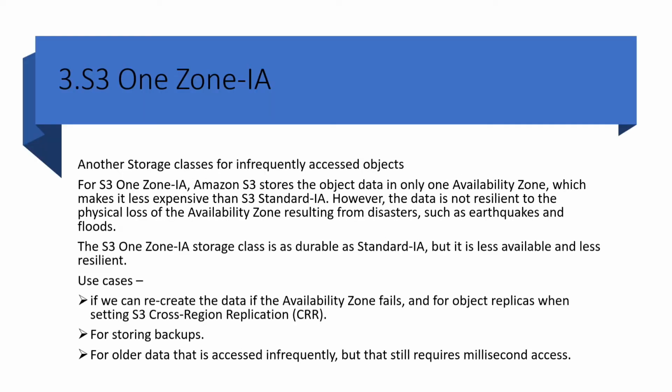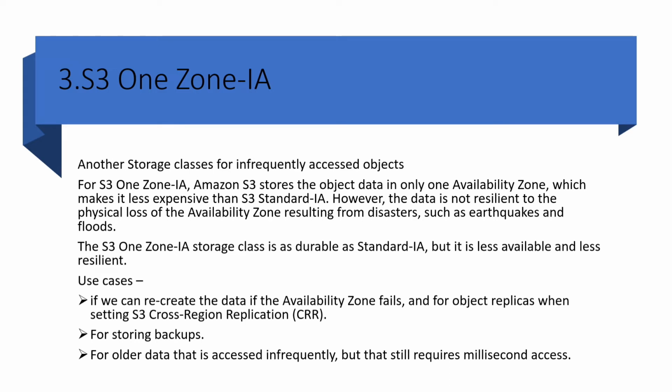Now let's see about S3 One Zone-IA. As the name suggests, one zone means this storage class will store our data in only one availability zone. It is designed for infrequently accessed data, and it is less expensive than S3 Standard, because it is storing our data in only one availability zone. However, the data is not resilient to the physical loss of the availability zone.